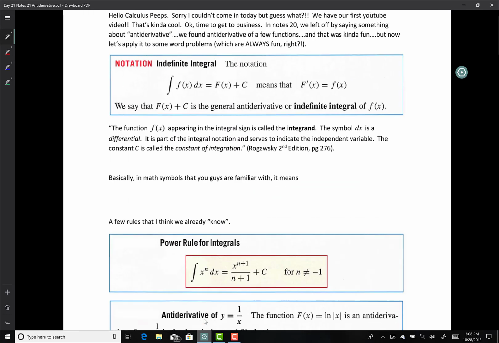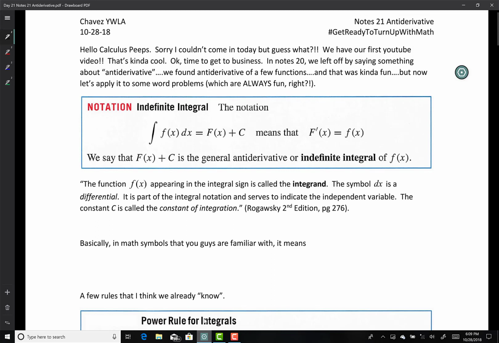All right. You guys can read all that good stuff. Usually I would read it, but it would be very awkward if I did because I typed it out. So, yeah. We're going to have fun. We're going to turn up with math.